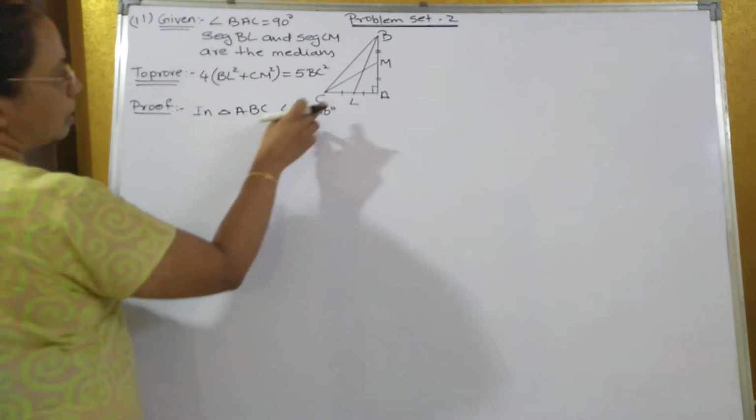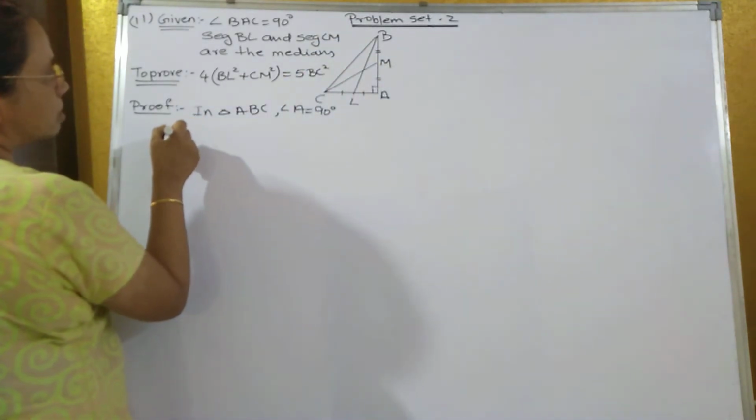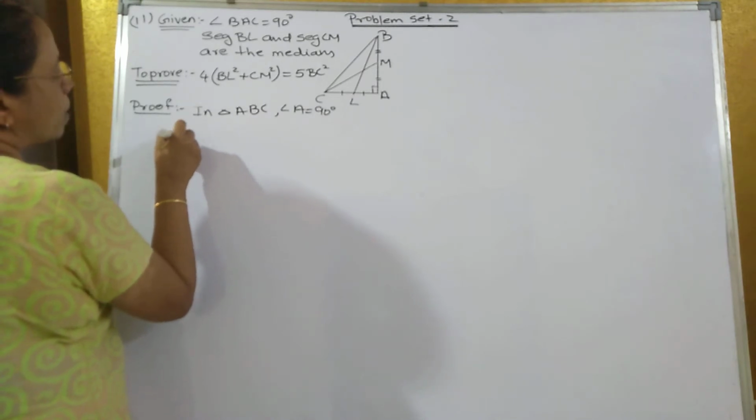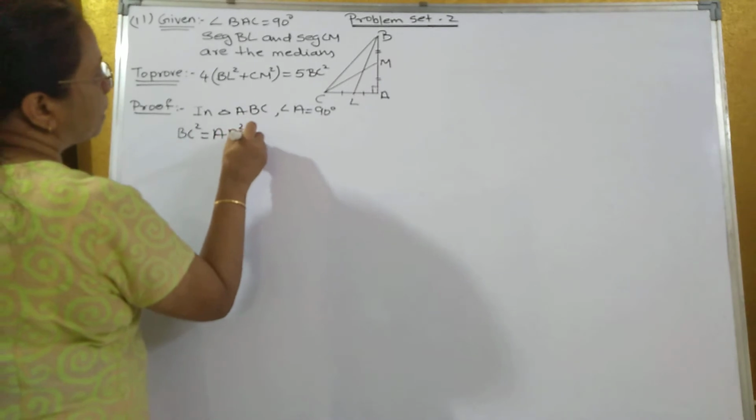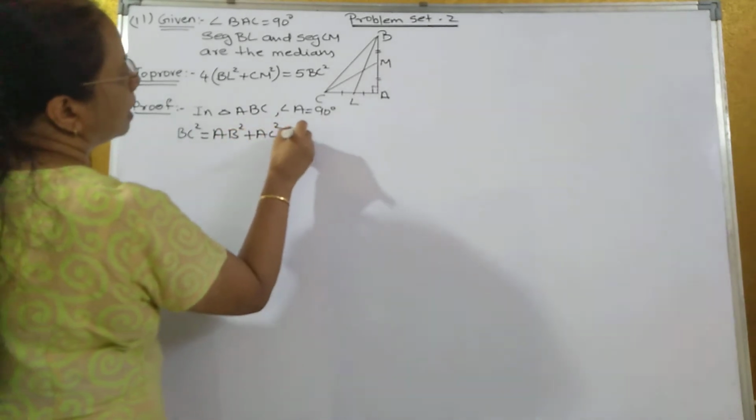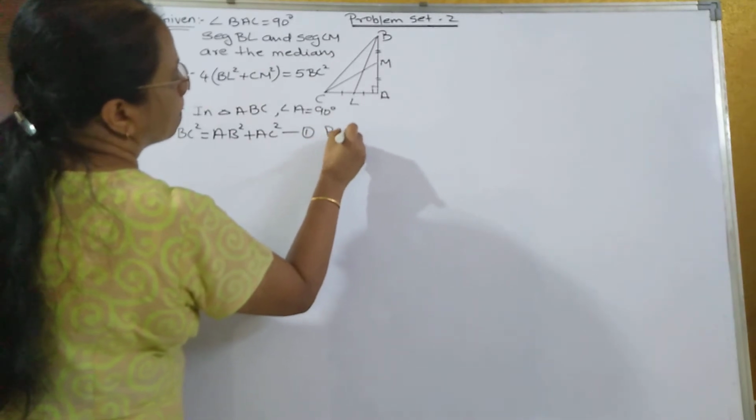Now in triangle ABC, that is the bigger triangle, angle A is 90 degrees, therefore by Pythagoras theorem, BC square is equal to AB square plus AC square. Let this be 1, Pythagoras theorem.